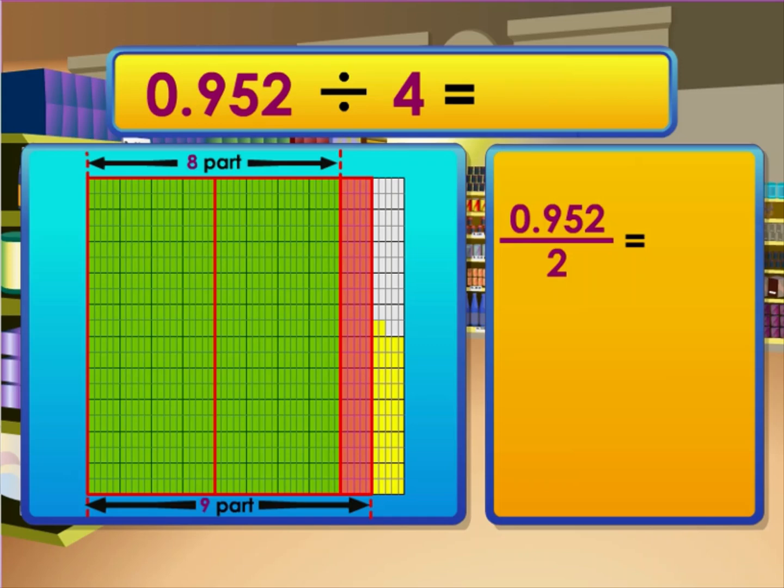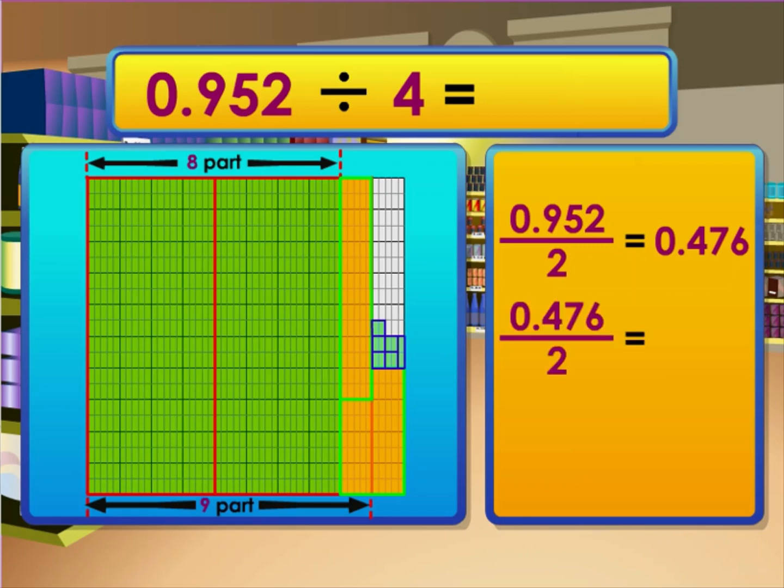The 1/100ths, 2 5/10ths. Divide 15/10ths into 2 and that would give us 7 equal groups with a remainder of 1/10ths. Group the 1/10ths to two ones and divide it equally into 2 and that gives us 6 groups exactly. So we will get 0.476. Divide the answer by 2. What is the answer? Yes, the answer is 0.238. 2 times 2 is 4. So 0.952 divided by 4 is 0.238.